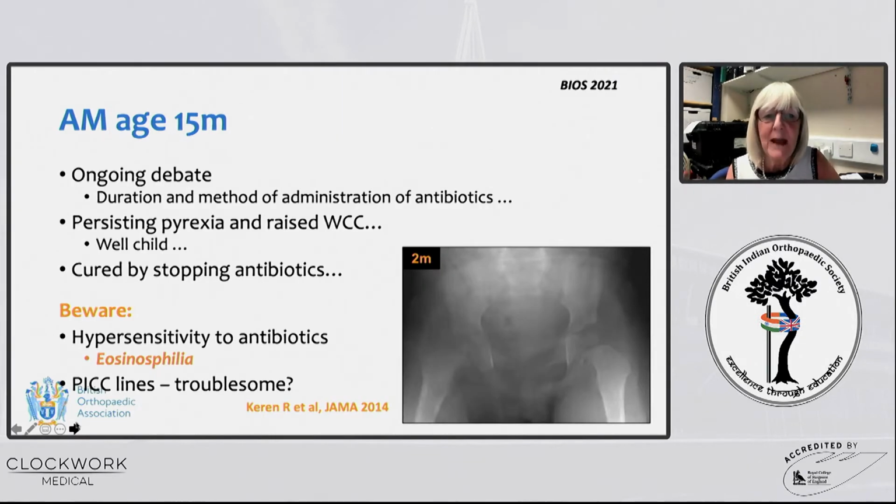There is an ongoing debate about the duration and method of administration of antibiotics. So this child continued with a low grade pyrexia and a raised white cell count, but she was really very well. And eventually I persuaded the microbiologist that we should stop her IV antibiotics, and she got better instantly. She did in fact have a hypersensitivity reaction to the antibiotics, as judged by her eosinophilia as a cause for her raised white count rather than really a neutrophilia.